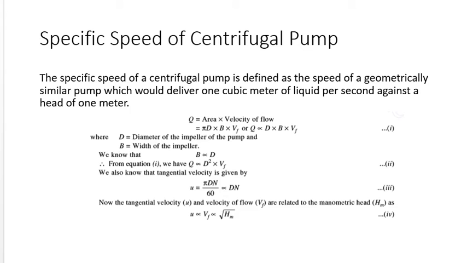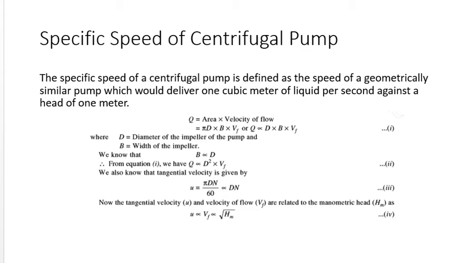So from equation number 1 we have Q proportional to d square into Vf, because we put d in the place of b. So Q is directly proportional to d square into Vf. Tangential velocity of the pump is pi dN by 60. It means tangential velocity is directly proportional to d into N, where N is in rpm.